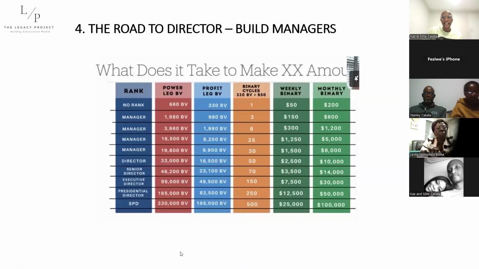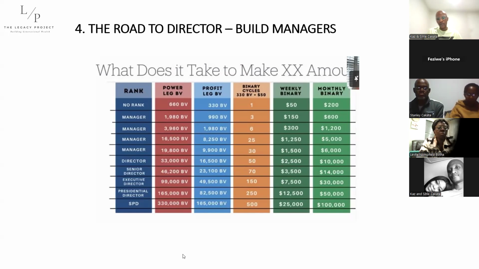For all those that didn't watch yesterday's training that we posted up on the group, this is such an important breakdown. Someone who has no rank, that is, who's binary qualified, you can earn up to $200 without being the rank of manager. All that needs to happen is that on your 1 profit leg, 330 volume needs to come into your pay leg.